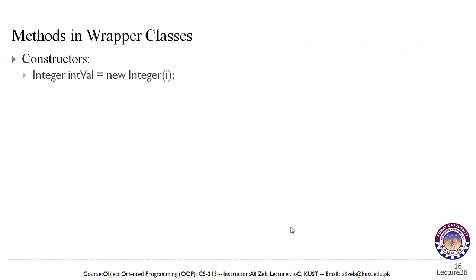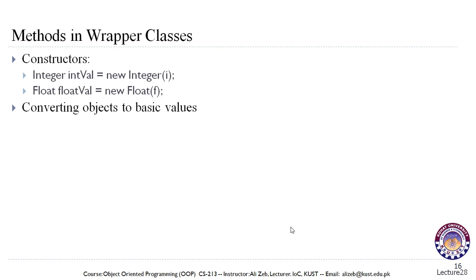The methods in the wrapper classes, for example, there is a constructor, where we can return the value of an integer. For the float data type, using the Float wrapper class, we can convert the objects to their basic values. So if you want to get the integer value of this object, we convert it into the basic data type. If we want to convert this float object into a float data type, we can use this expression to convert it into a float data type.